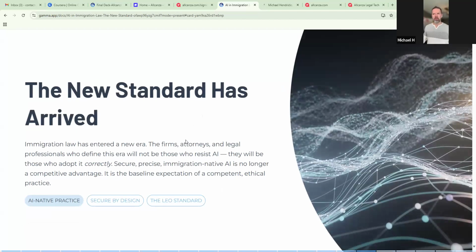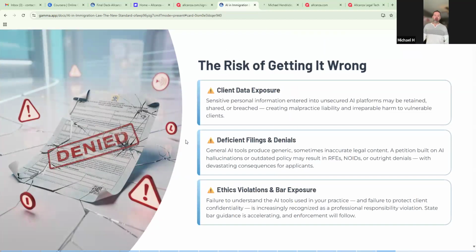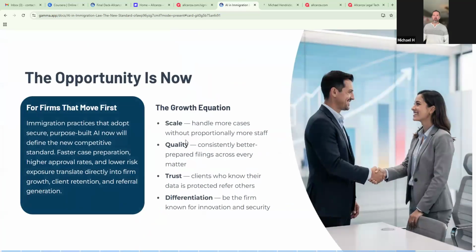So the new standard has arrived. We have a new era, AI native, secure by design, and we call it the Leo standard. So the risk of getting it wrong, obviously we all know this. Client data exposure, deficient filings and denials, which for me is actually the most important. Normally it would be client data exposure, but for me it's about your life, right? And then ethics violations for practitioners and bar exposure. So the opportunities now, if you're an applicant or you're a firm moving over, getting it done, the growth equation: scale, quality, trust, differentiation, because you're moving faster and better.